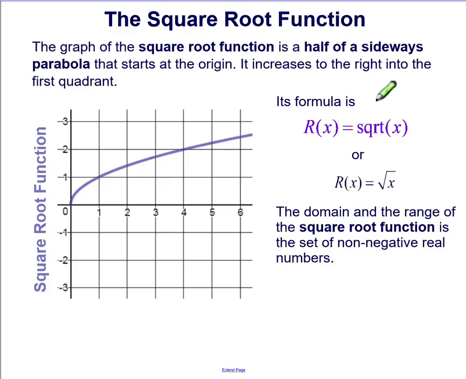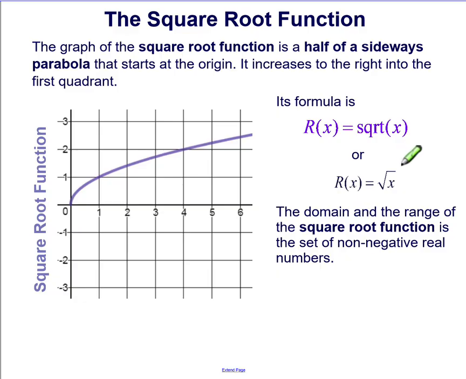There are two ways to represent the formula. One with words and letters. For example, we have R of x is equal to SQRT for square root of x. This is commonly used in computer programming, spreadsheets, or where you're typing on a document.